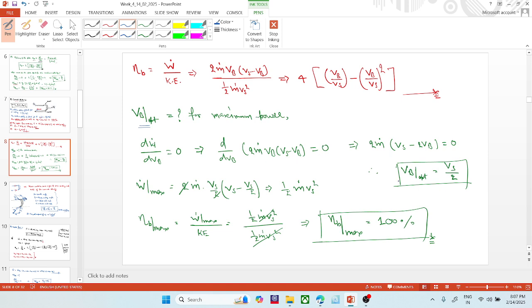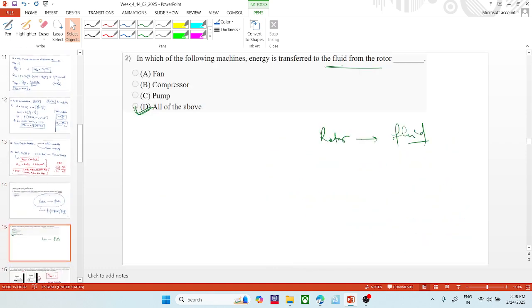When we simplified it, then we got the optimum blade speed for the maximum efficiency or maximum power as Vs by 2. When we put this Vb optimum in the expression of the power, then maximum power we got as half m dot Vs square, and similar expression we have for the kinetic energy, that is half m dot Vs square. So like this we got the maximum efficiency as 100%.